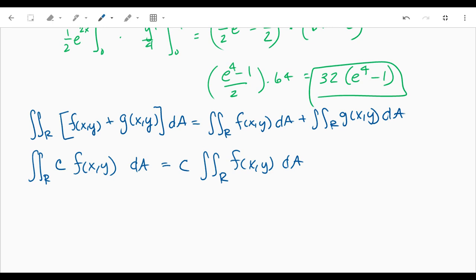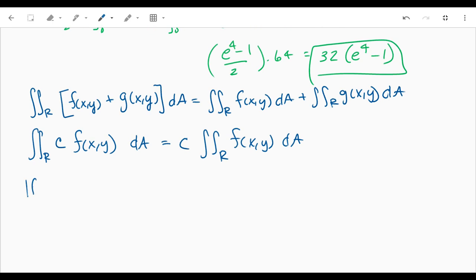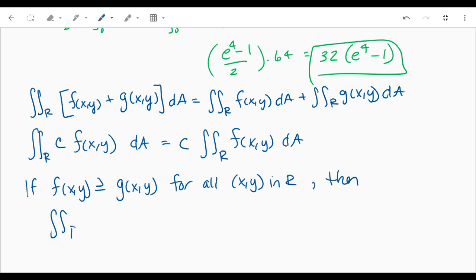And this one is kind of a weird one that makes sense. If f of x, y is always greater than or equal to g of x, y, then your double integral over r of f of x, y will always be greater than or equal to your double integral over r of g of x, y. That should make sense. If one surface is always above another surface, then the volume below it should always be higher than the volume below the other surface.